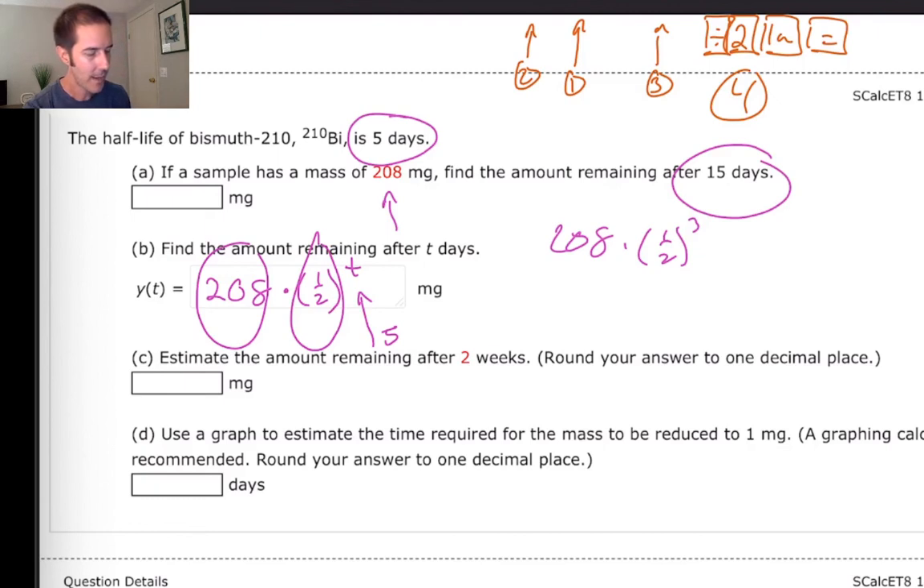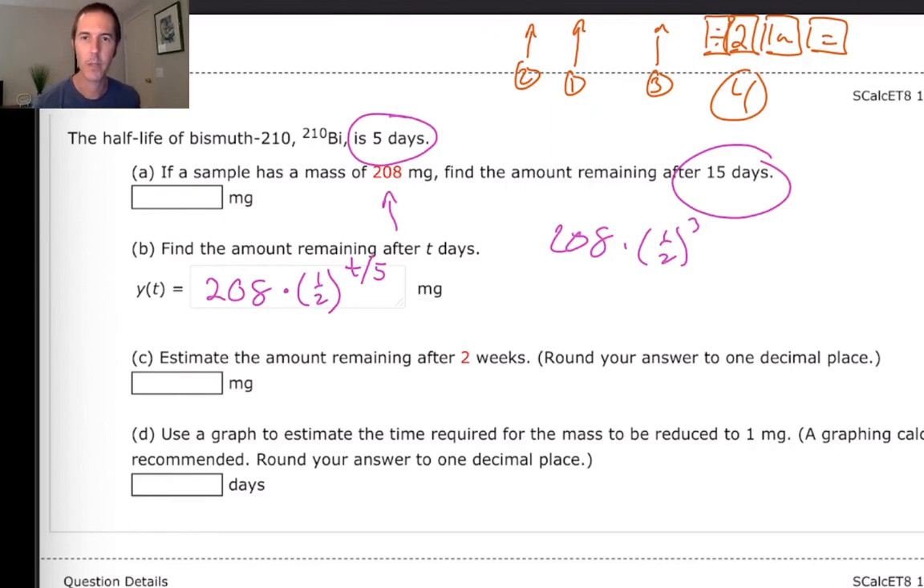When time is 5, I need that exponent to be a 1. After 5 days, I want to be halving my quantity once. So I think it's safe to say that this t value is going to need to be divided by 5. Let's see if that works with part A. If we take a time value of 15 days, plug it in for t, 15 divided by 5, that's exactly what we just did. That's how we got our exponent of 3. Perfect. Okay, so I think we've got a good equation there.